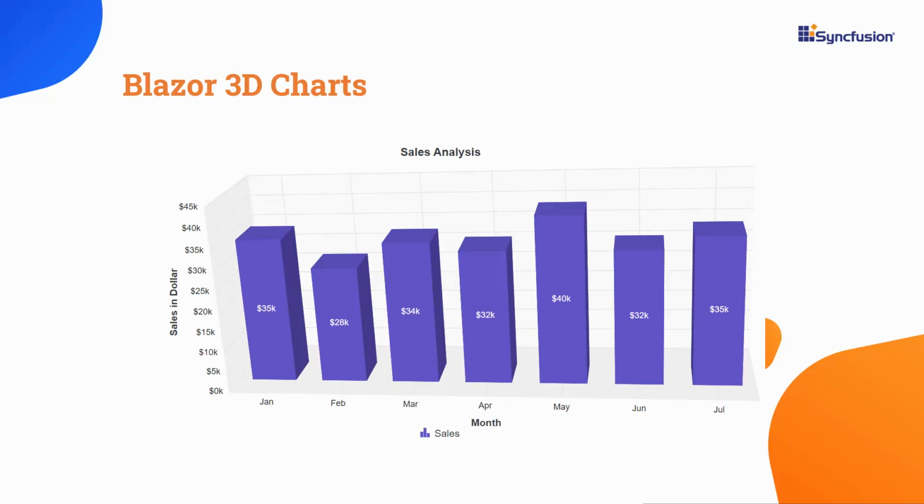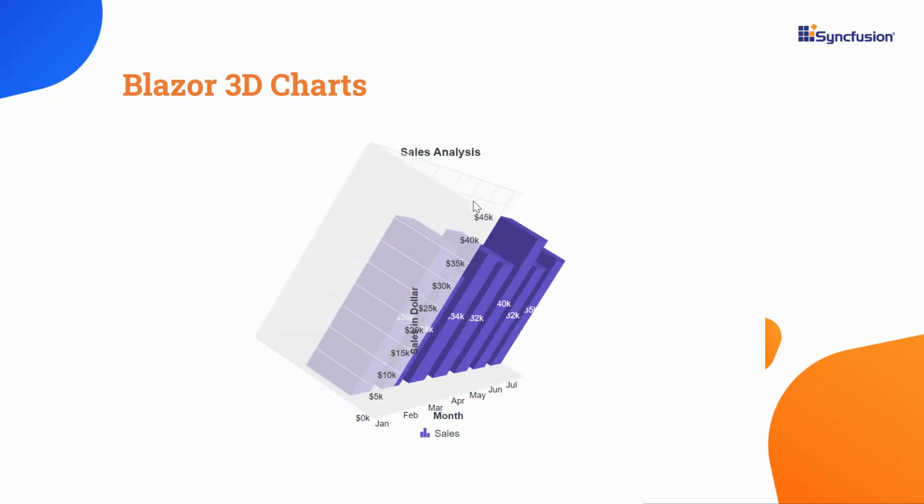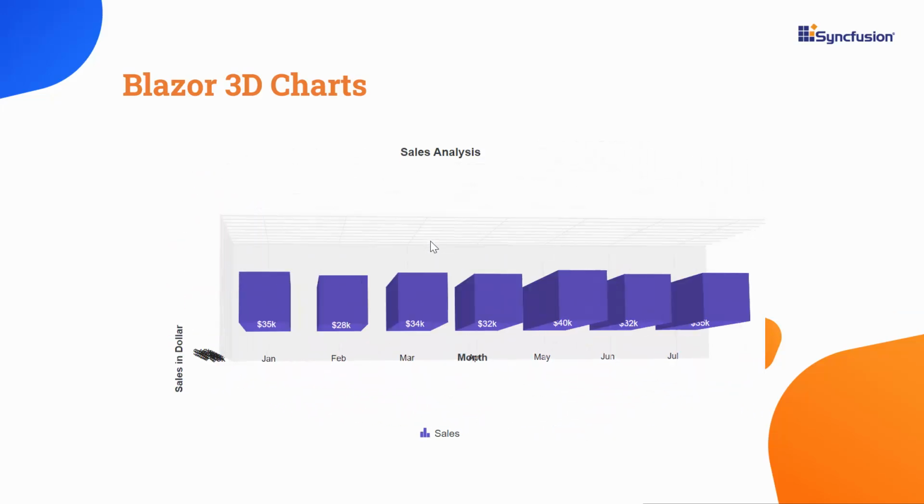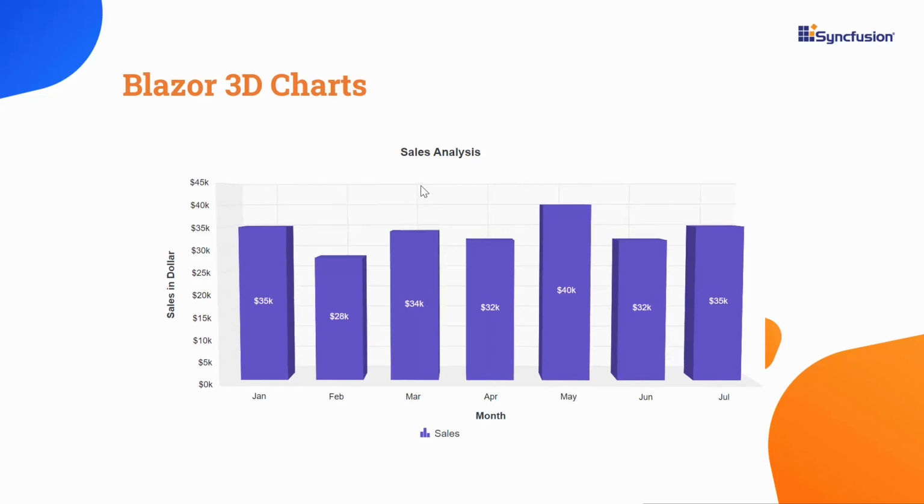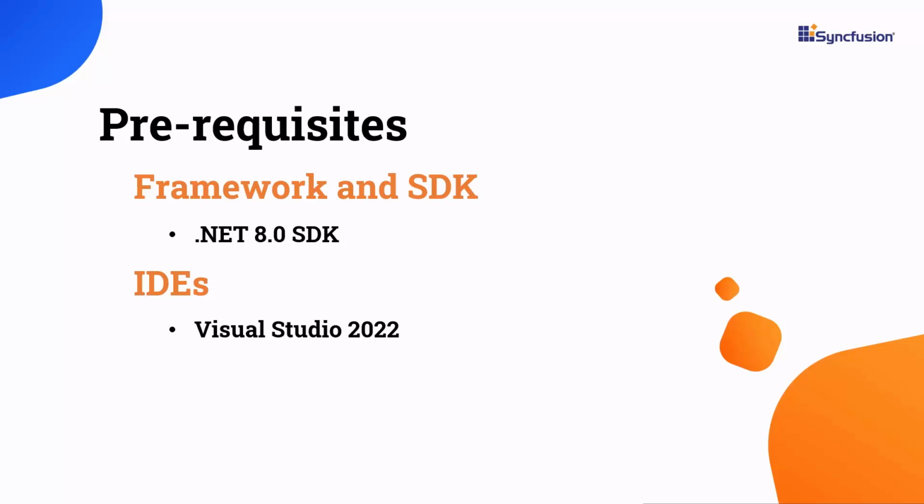Blazor 3D Chart is a graphical representation of data in 3 dimensions, showcasing relationships and trends among variables. Unlike traditional 2D charts, 3D charts add depth to the visualization, allowing for a more immersive and comprehensive understanding of data patterns. Before proceeding, ensure that you have the .NET 8.0 SDK and Visual Studio 2022 installed on your machine.